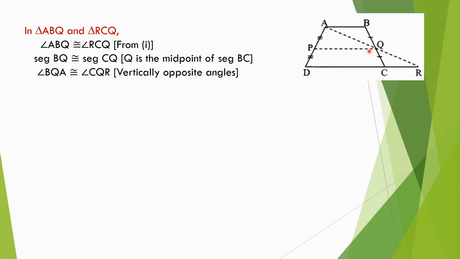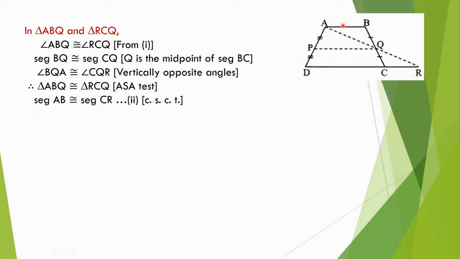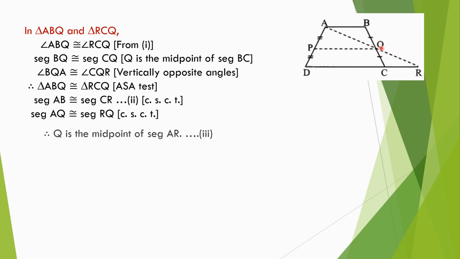are congruent. Therefore, by which condition these two triangles are congruent? Angle side angle. Therefore, by ASA test, triangle ABQ congruent to triangle RCQ. And by CACT, segment AB congruent to segment CR, that is equation number 2, and by CACT segment AQ congruent to segment RQ, and therefore Q is the midpoint of segment AR. That is the equation number 3.